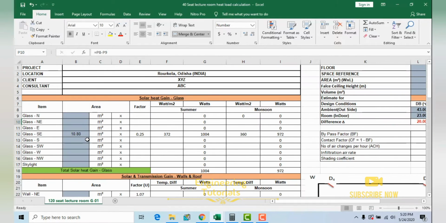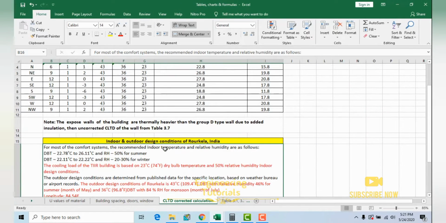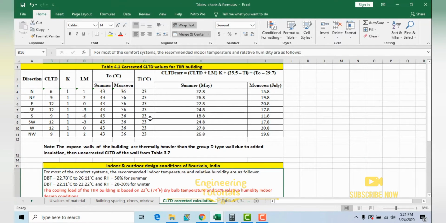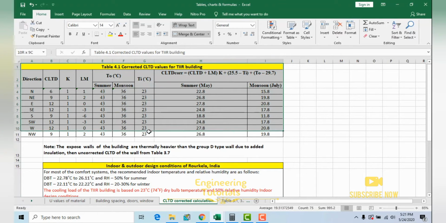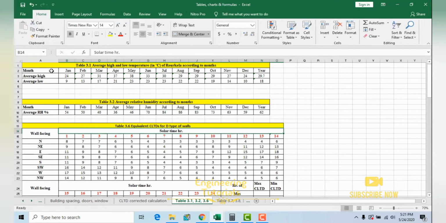So before proceeding for load calculation for solar heat gain for glass and transmission, few things you need to understand from the tables and charts. First we have to calculate the CLTD for this building for different exposure of the walls, different direction of the exposure of the walls. So let's go to the next step.